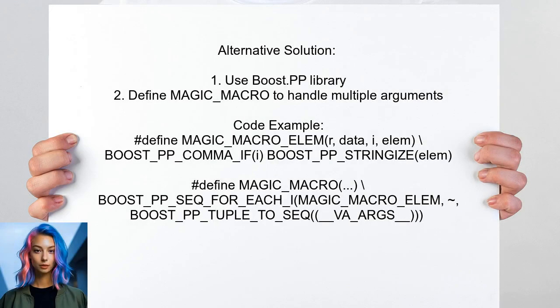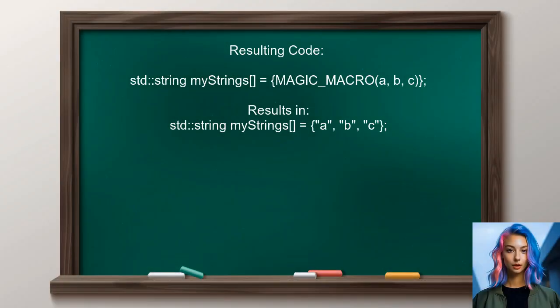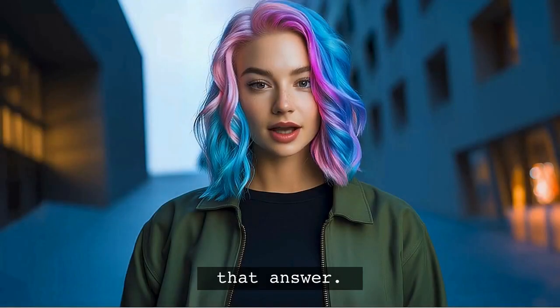An alternative solution provided by a user involves using the Boost preprocessor library. They define a macro called MAGIC_MACRO that utilizes BOOST_PP_FOR_EACH_I to process a variable number of arguments. This approach allows you to create a string array from a list of elements, effectively converting them into string literals. That wraps up that answer. Let's move on to another one.